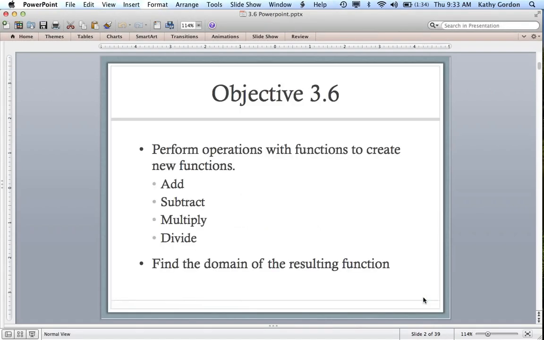So our objective is to be able to perform operations with functions to create new functions by adding, subtracting, multiplying, and dividing, and then we want to be able to find the domain of the resulting function. We're not going to be too concerned about the range because that can get pretty difficult in these situations. So we're just interested in what the domain is going to be.